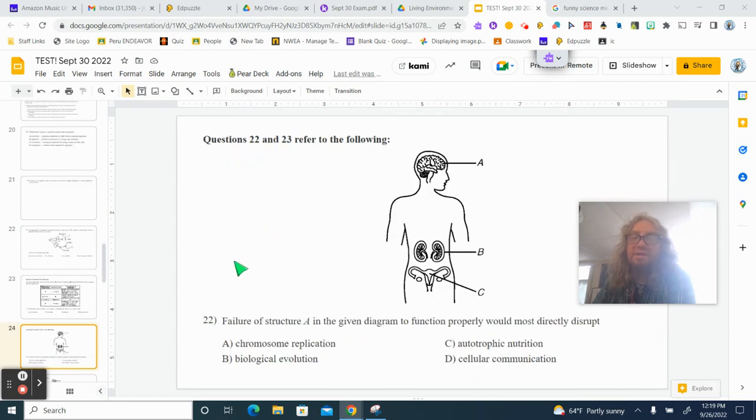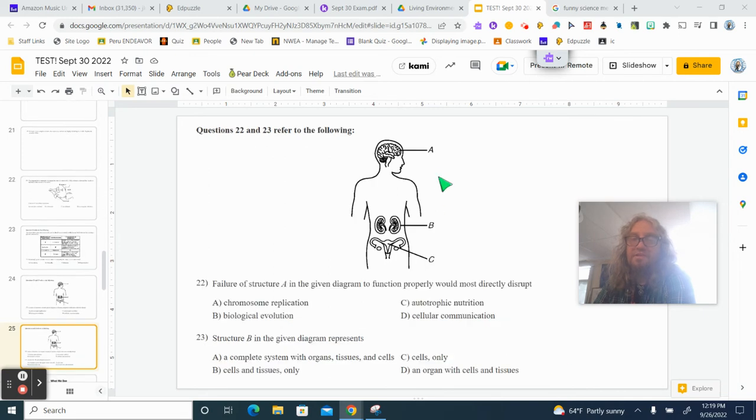Questions 22 and 23 refer to the following. So here's the diagram with A, B, and C. Failure of structure A in a given diagram to function properly would most likely disrupt A, chromosome replication, B, biological evolution, C, autotrophic nutrition, or D, cellular communication.